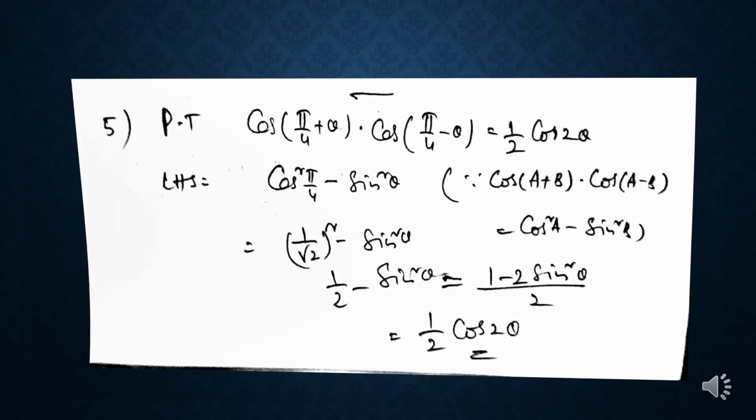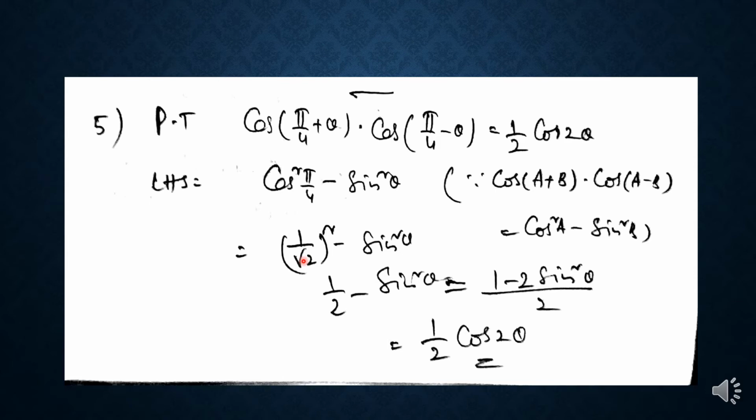Next proof. Prove that cos of pi by 4 plus theta into cos of pi by 4 minus theta is equal to 1 by 2 into cos 2 theta. Now think about this formula. Let us take pi by 4 is equal to A and theta is equal to B. Now this is in the form of cos of A plus B into cos of A minus B.